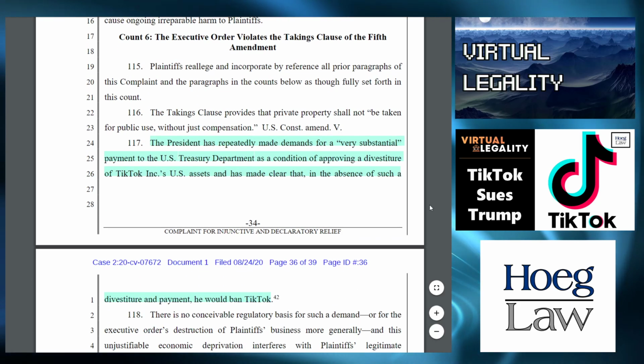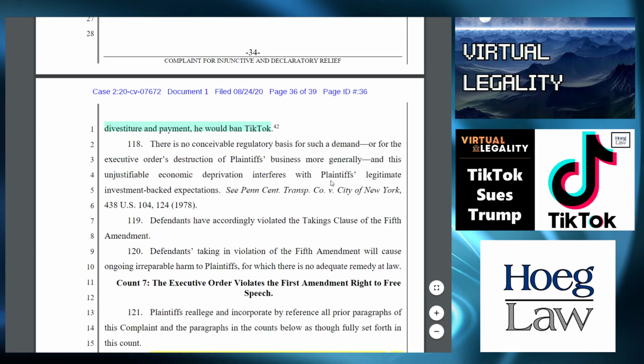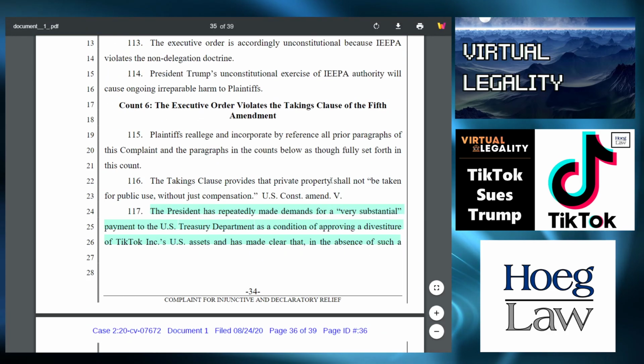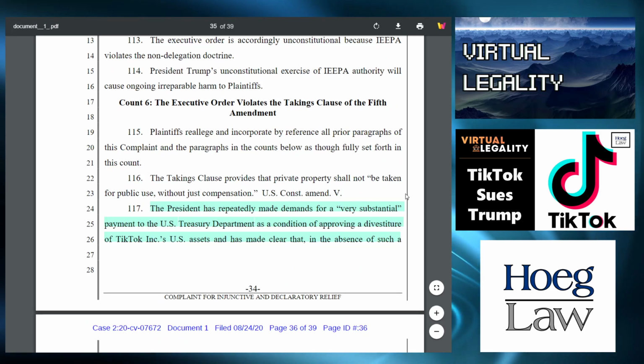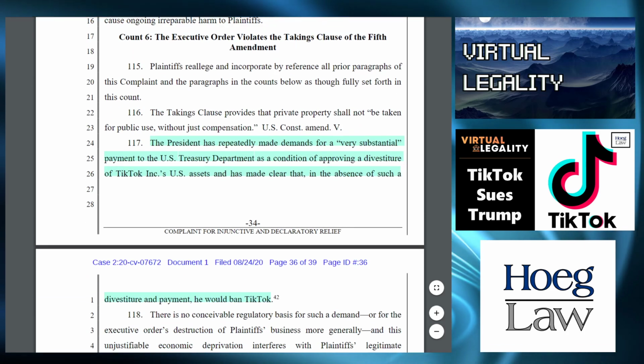The executive order violates the takings clause of the Fifth Amendment. Now, the executive order doesn't, right? That headline is wrong. They're trying to attach this to Trump's statements, where they say the takings clause provides that private property shall not be taken for public use, and the president has repeatedly made demands for a very substantial payment to the U.S. Treasury Department. There's no conceivable regulatory basis for that demand, so it's in violation of the Fifth Amendment. If it were to happen, I think it might be. Yeah, absolutely. It's the takings clause, and the government has to pay you back for things that it takes from you.